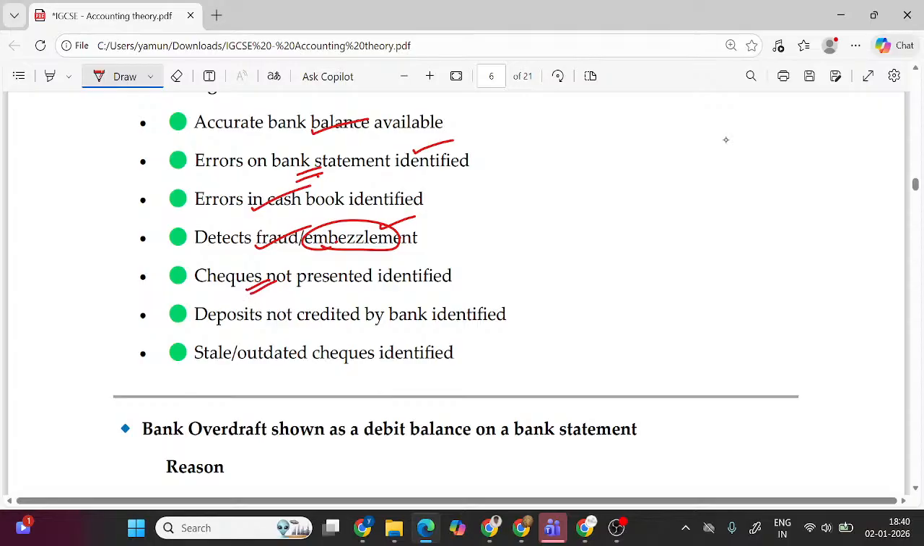Checks not presented are identified. Okay. Deposits not credited by bank are also identified. And stale or outdated checks are also identified.